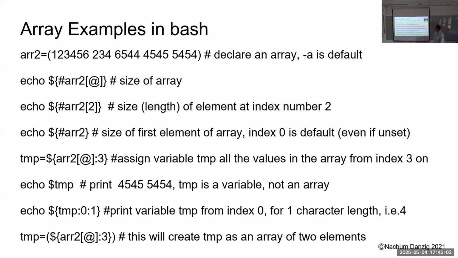All right, here are some examples. What is line 2 going to print? This is an array of 1, 2, 3, 4, 5 elements. Notice that I didn't have to write -a because it's a regular array. What will this line print?